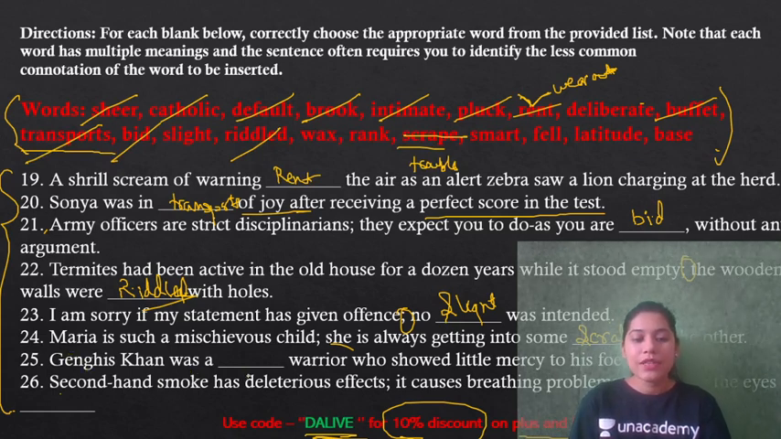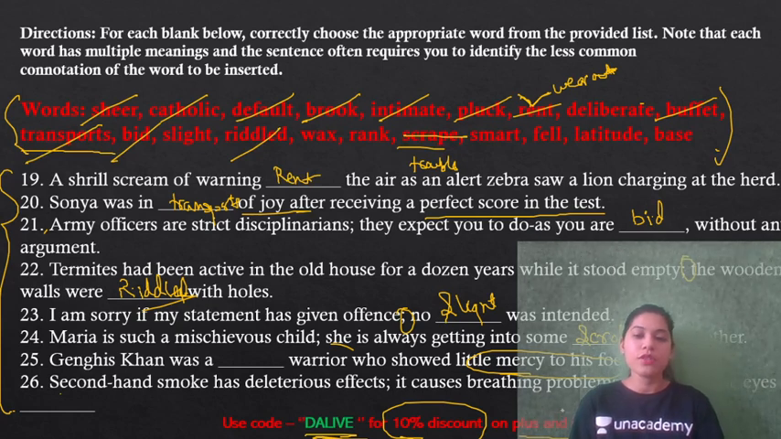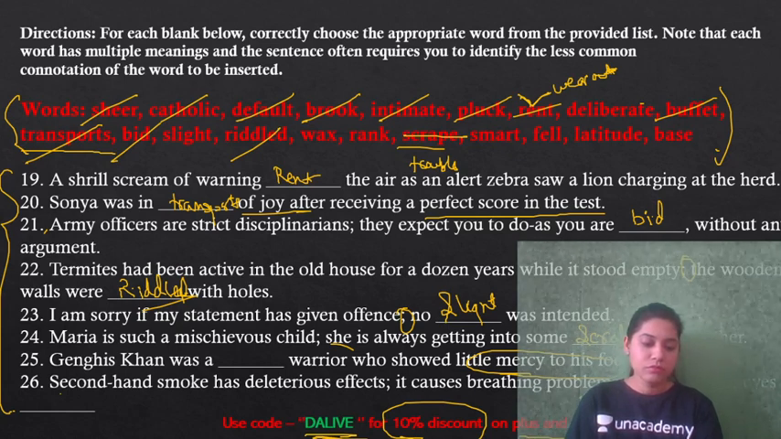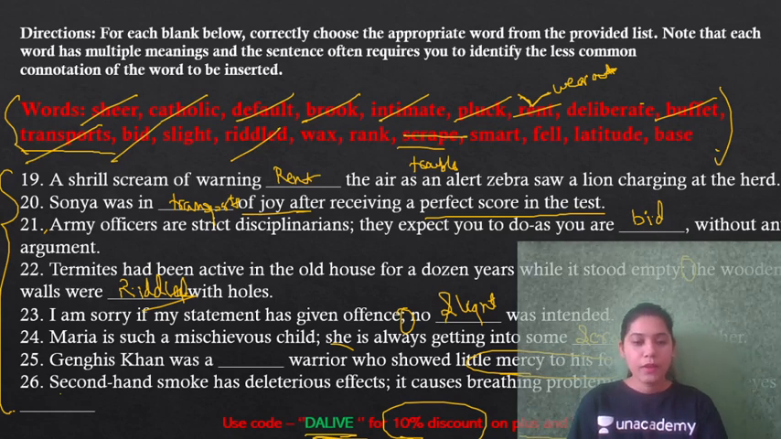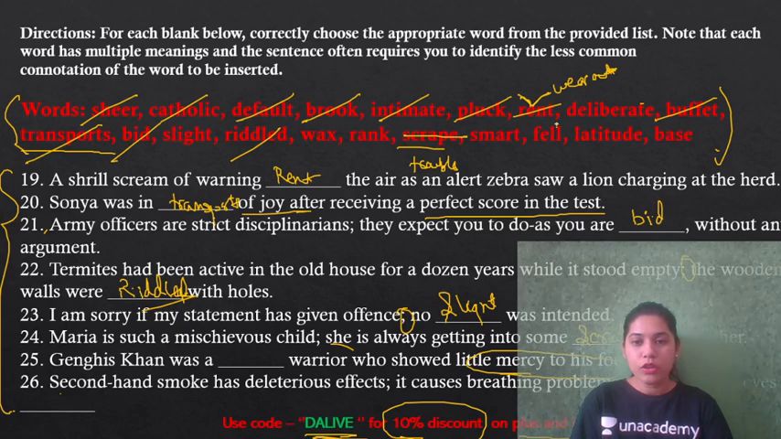Genghis Khan was a dash warrior who showed little mercy to his foes. So if he didn't show any mercy, right? He's merciless. That means he must be cruel. So what is the word for cruel, students? I told you the meaning here. So the word for cruel is fell. He was a fell warrior.